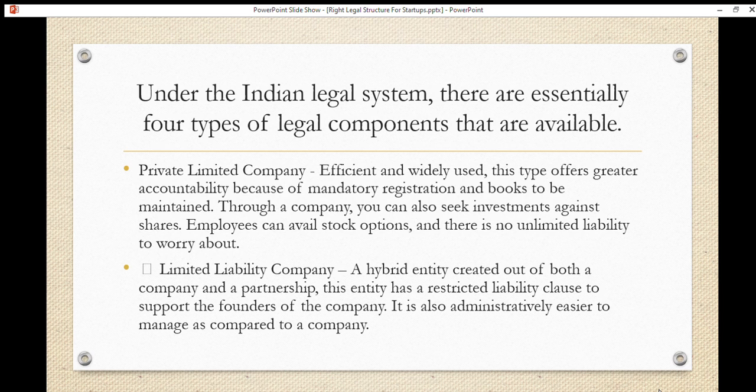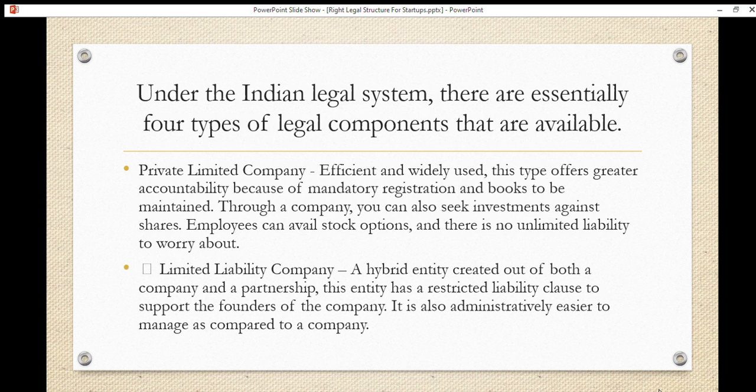This type offers great accountability because of mandatory registrations and books to be maintained. Through a company you can also seek investment against shares. Employees can also have stock options, and there is no unlimited liability to worry about. In a private limited company you are going to use the word Pvt Ltd. We have seen many companies like that.